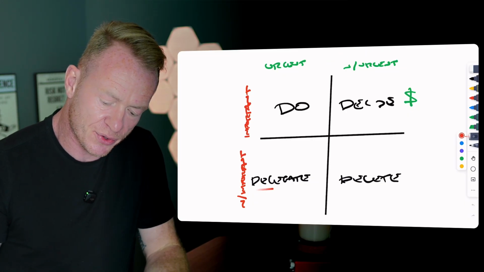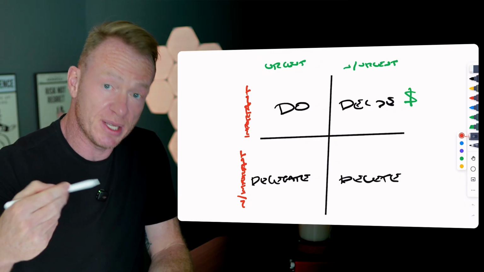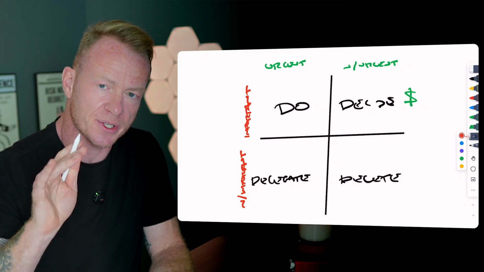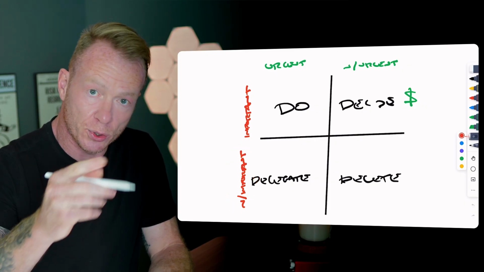Okay, let's move on to box number 3, delegate. These are things that are urgent. They need to be done, they have to be done in 24 hours or this week. There's an urgency on them, a deadline they have to be done by, but it's not important that you do them.